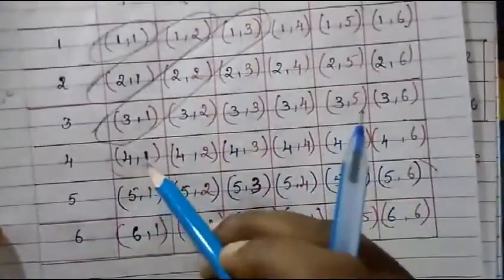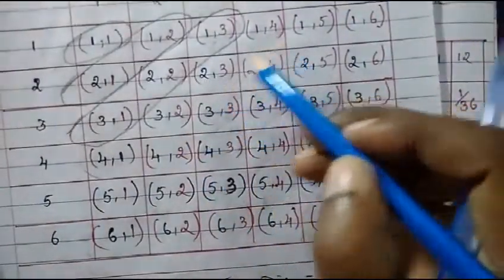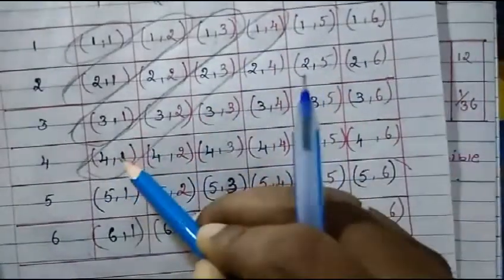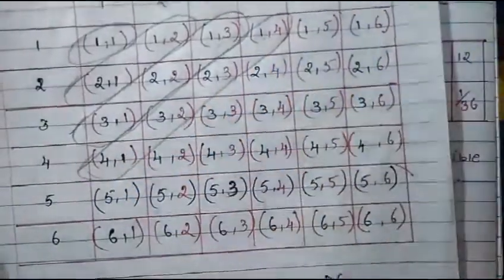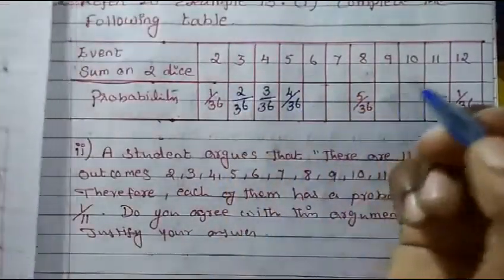So now for 5. For 5, 4 plus 1 is 5, 3 plus 2 is 5, 2 plus 3 is 5, 1 plus 4 is 5. So this comes like this. So 1, 2, 3, 4. 4 possible outcomes are there out of 36.